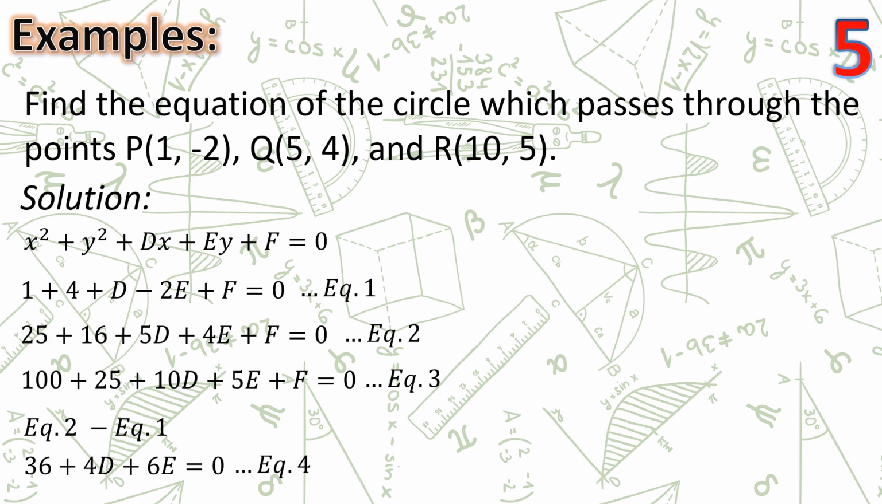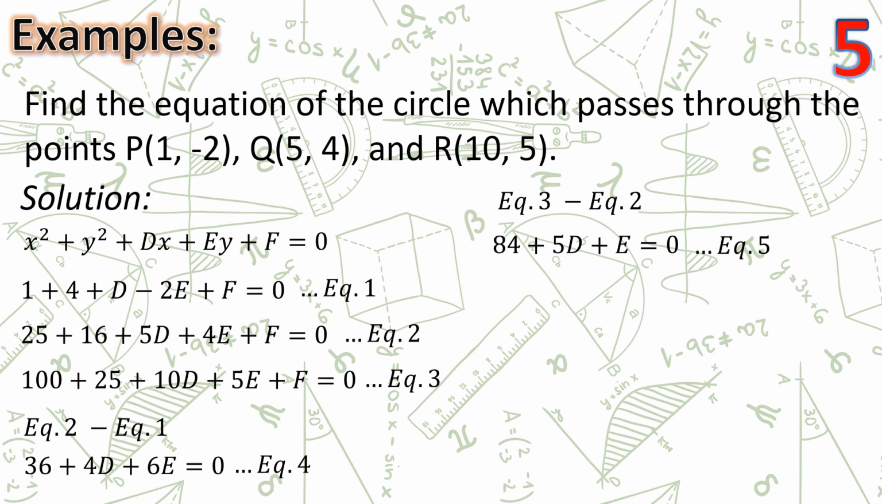Let us use another pair of equations in 1, 2, 3 to eliminate f. Let us use equation 3 minus equation 2. Doing that, we have 84 plus 5d plus e equals 0. Let us call this our equation 5. Now we have reduced the 3 equations into 2 equations in 2 variables d and e. We're now going to solve this simultaneously to solve for d and e.